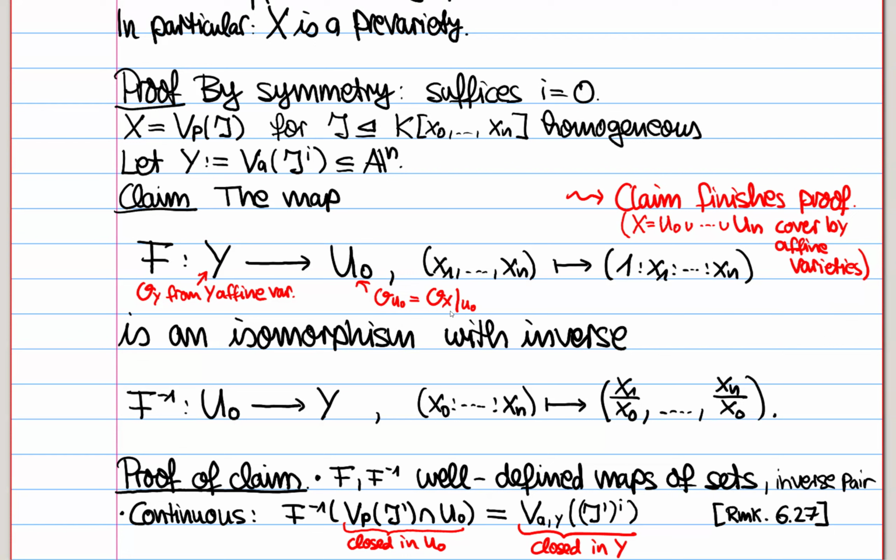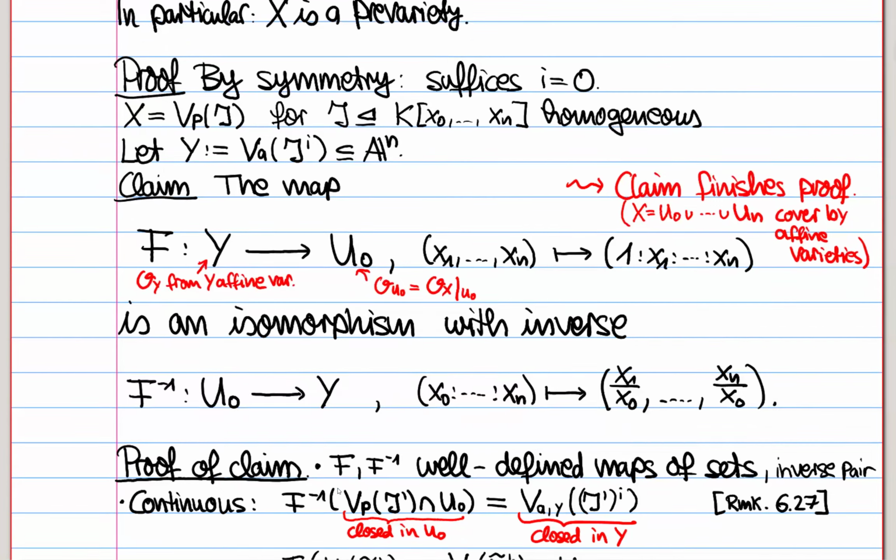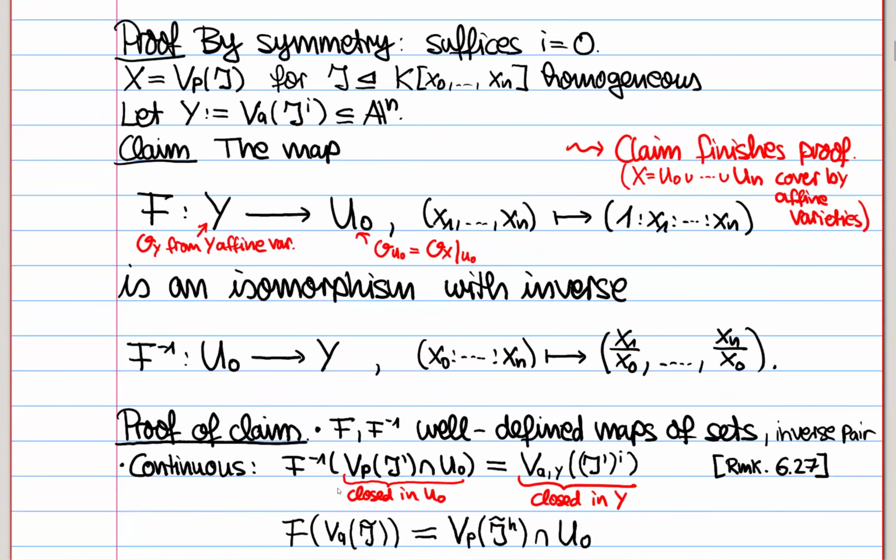Once we have this claim, I claim that this finishes the proof, because then we see these U_0's are isomorphic to affine varieties, and so we have a cover by affine varieties. This shows that X is a pre-variety. Okay. Now let's work our way through the structures that we have to show here.